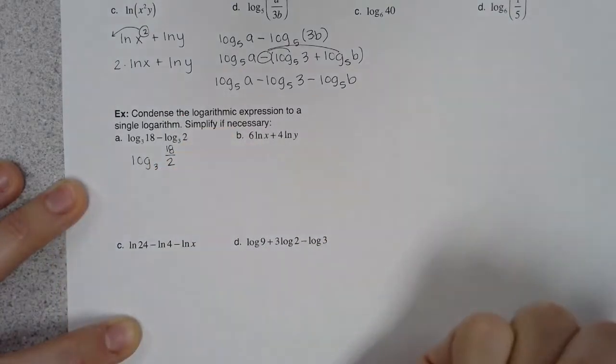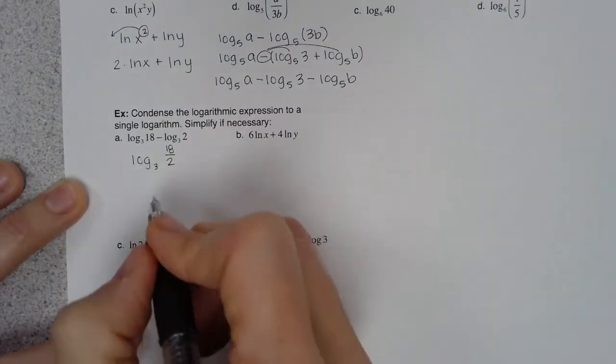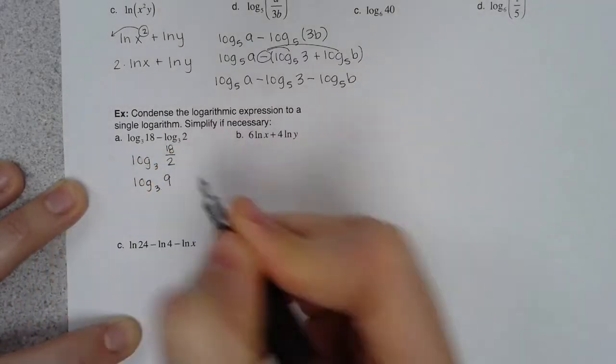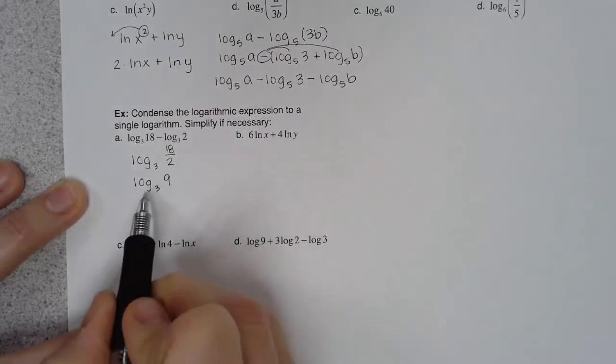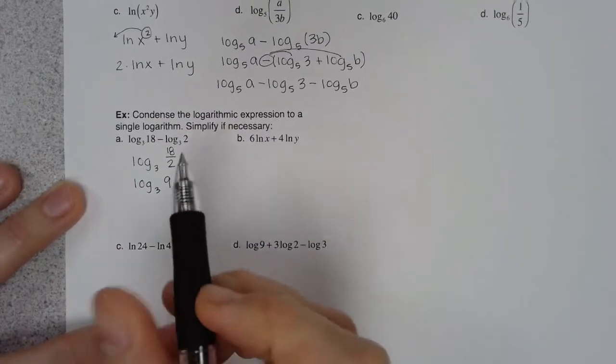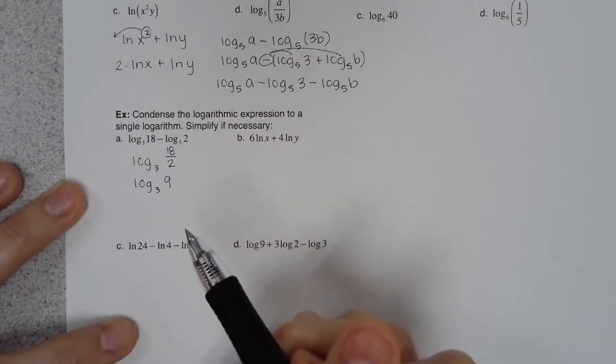And then it says to simplify if necessary. So we're going to keep simplifying on this one. It's going to turn into log base 3, 18 divided by 2 gives you 9. And then here we want to stop and think back to the 15.1 notes. Log base 3 of 9 can further simplify.